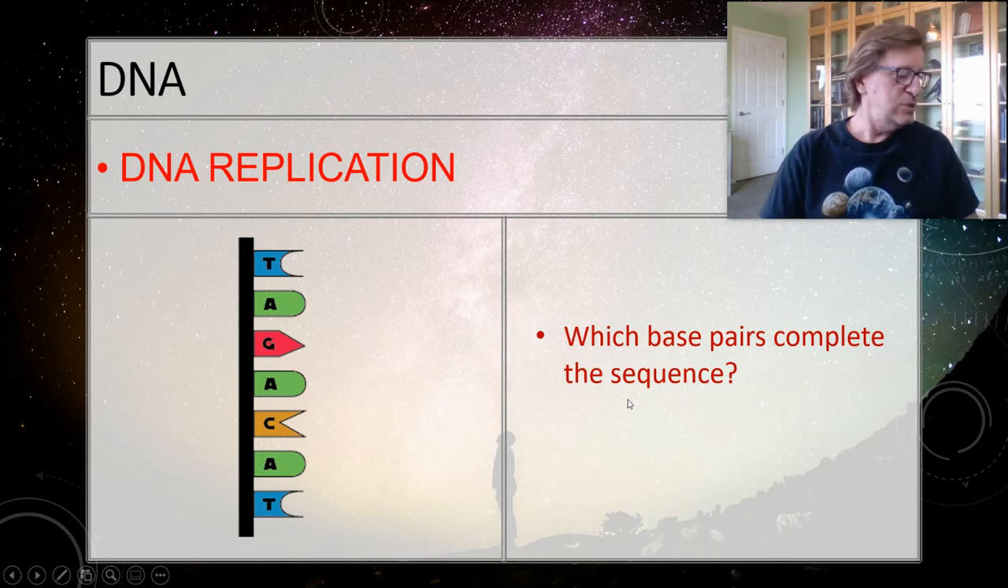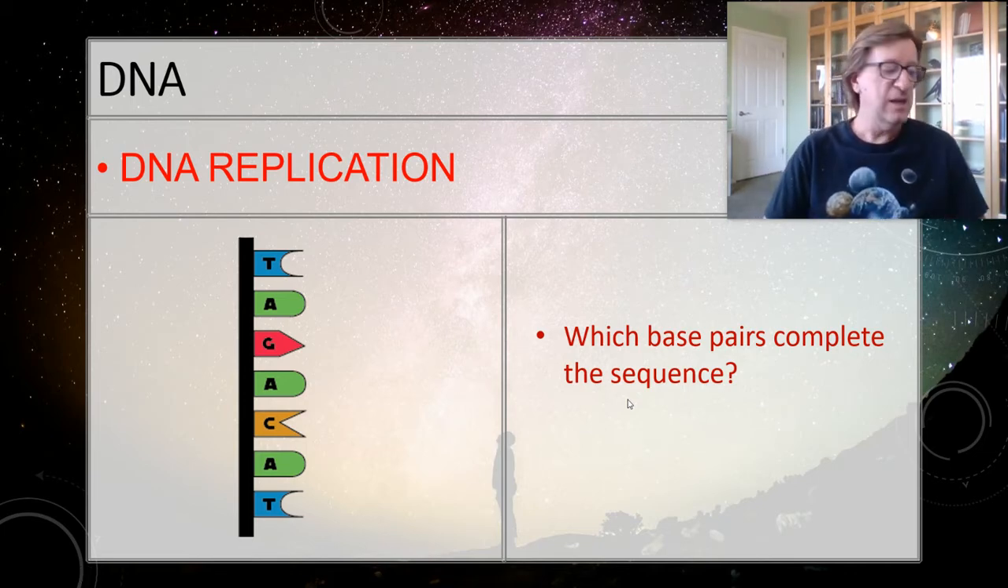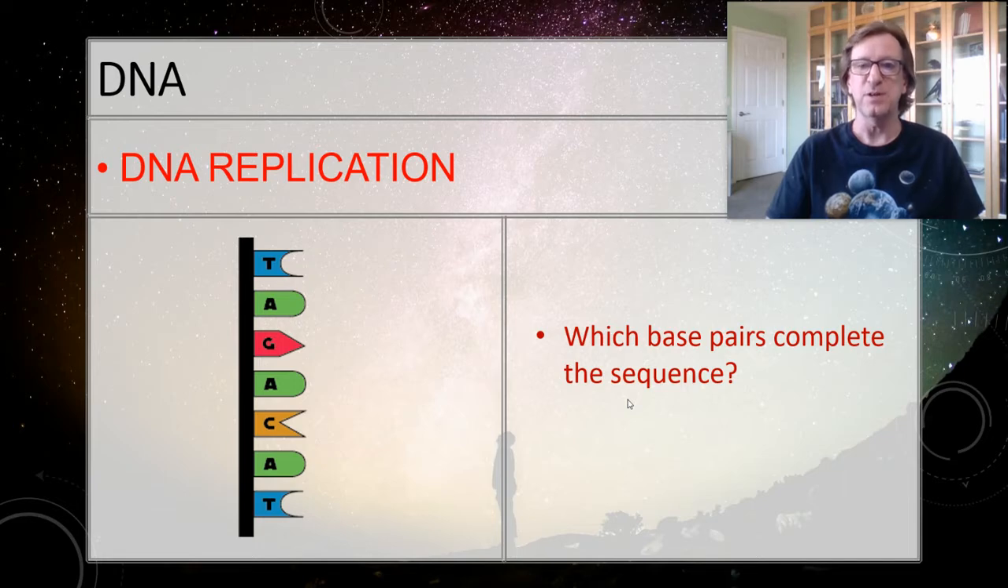So what I want you to do is take a look at this, pause the video, and figure out which base pairs will complete the sequence. Based on what you know about how T bonds with whichever, and A and G and C, work out the match and figure out what the other half of this DNA strand should look like. Pause the video. Do that now.